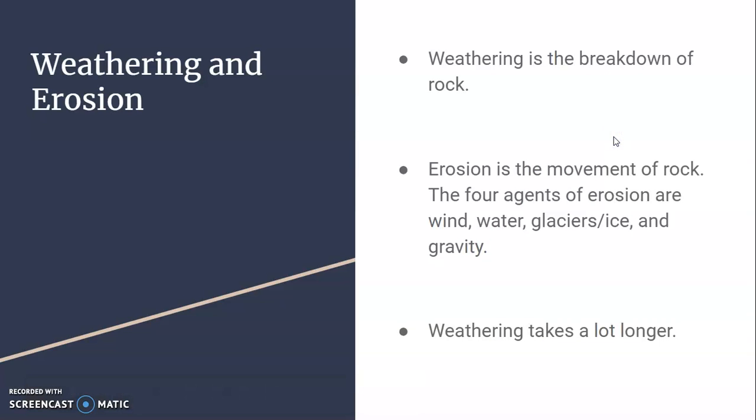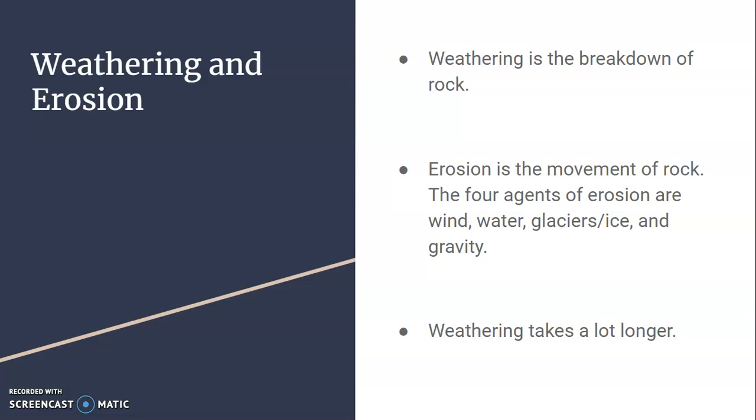Okay, moving on to what we learned next, which was weathering and erosion. So if you remember, weathering is the breakdown of rock. That's making the rock into smaller pieces, and that can be done in many different ways. And we'll talk about that more in a second. I'll show you a picture. Erosion is the movement of rock, and that can also be done in many different ways. The 4 agents of erosion are wind, water, glaciers/ice, and gravity.